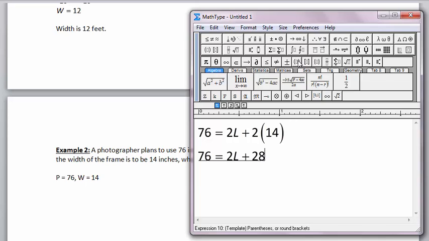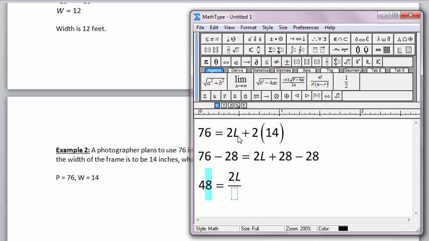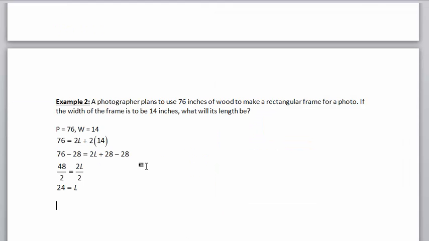We're going to need to subtract 28 from both sides to get the L by itself. So we'll do minus 28 on both sides. And that's going to give us 48 on the left-hand side equals 2L on the right-hand side. Then we're going to divide both sides by that 2 so that we can get the L by itself. So our L value is going to be equal to 24. So in this situation, the length is 24 inches.